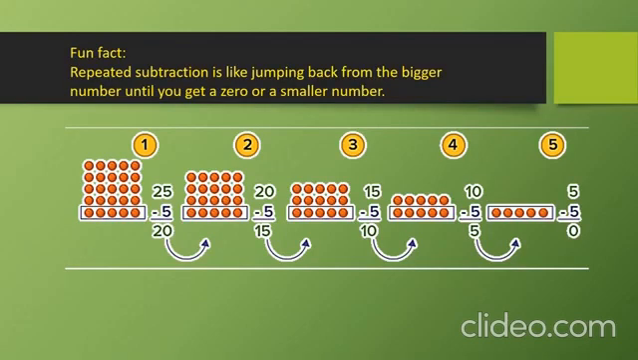So let's count how many times we subtract 5. 1, 2, 3, 4, and 5. So 25 divided by 5 equals 5.